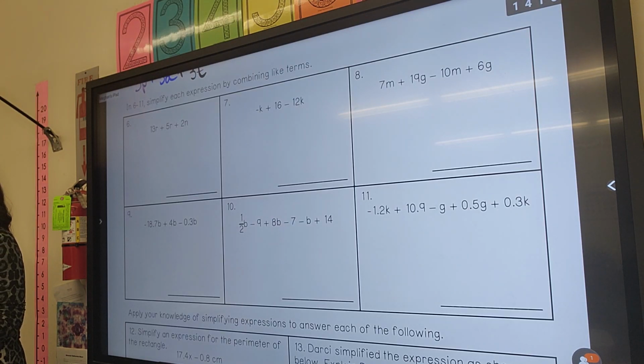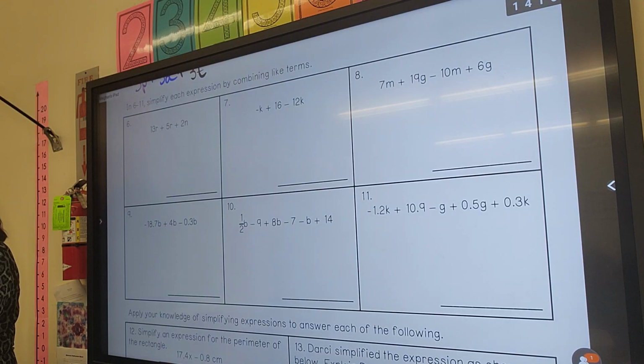Then, Logan, what do you think? If you just have the variable, then 47. No, if you just have a variable, it represents 1. So it would be negative 1K plus 16 minus 12K.